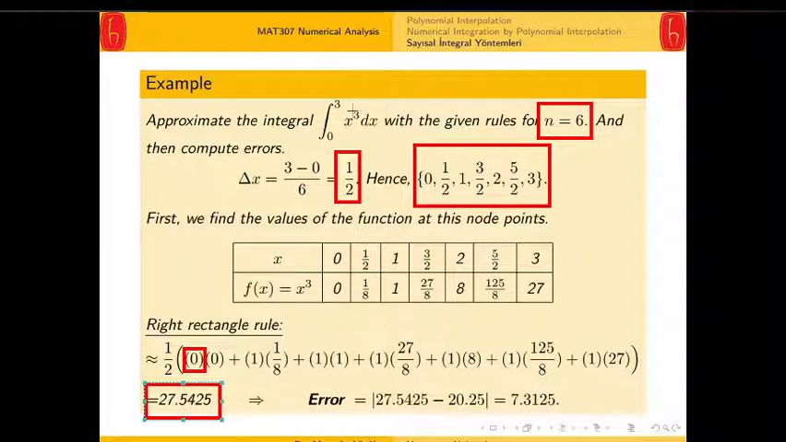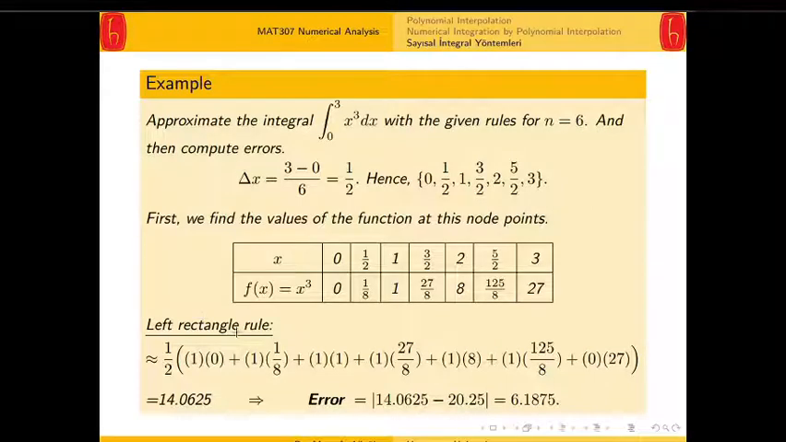We can simply take the integral of this function. The integral will be x to the 4 divided by 4. If we substitute 3 for the endpoint, it will be 81 divided by 4, which is equal to 20.25. So this is simple enough to find. If we find the error using the exact result of the integral, we observe that the error is around 7. Okay, so this is the right rectangle rule.